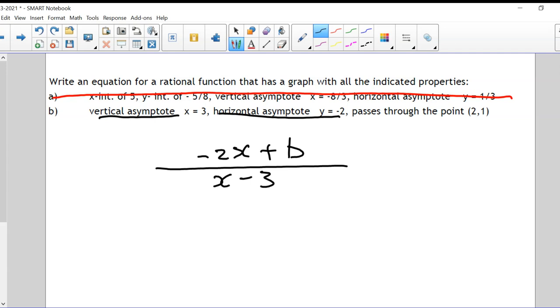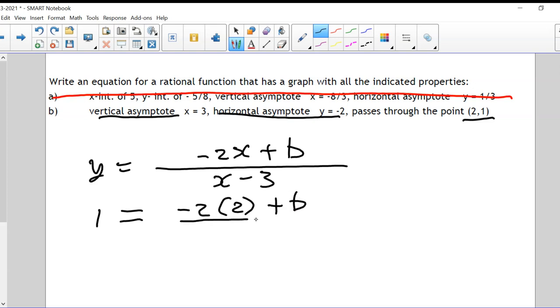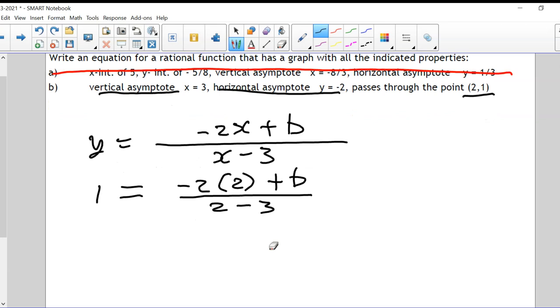It passes through the point, so plug it in. Thank you, Noah. So this is my y equals so far. And if I have this pair of numbers for x and y, I can just throw that into the equation and see if I can figure out the b. So let's do that, and then we'll take our break. So y would be 1 is equal to minus 2 times the x value of 2 plus b divided by 2 minus 3. Right? Anywhere I saw x, I put in 2. Anywhere I saw y, I put in 1. Okay, let's keep going here. Let's see if we can solve this, and then we'll take our break.